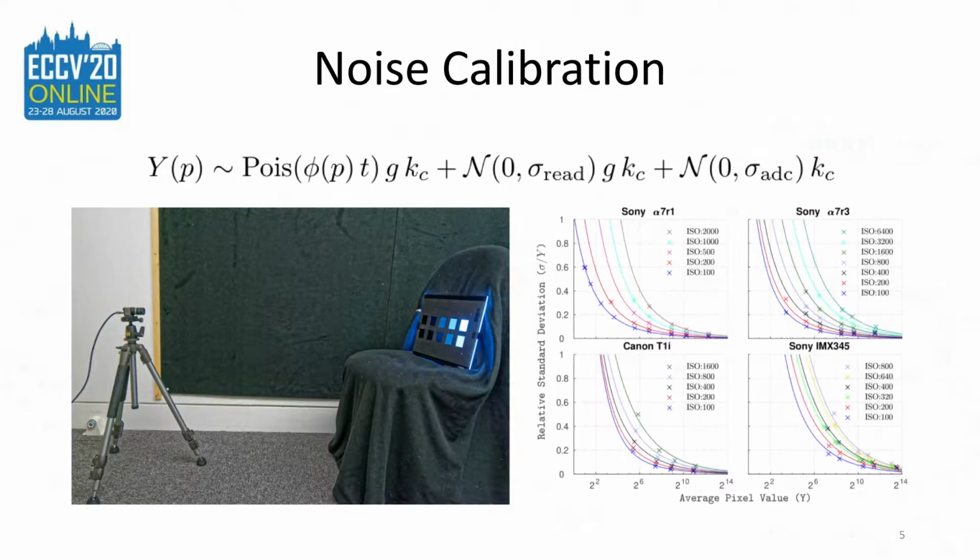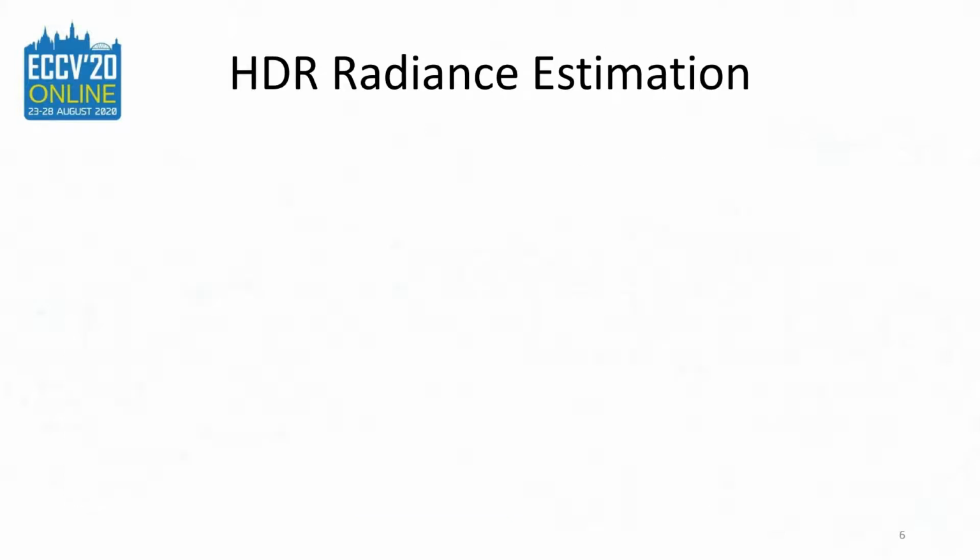Here, we show the measured data points as crosses and model predictions as lines for the green channel of our calibrated cameras using multiple ISO values. The statistical noise model explains the variance of pixels observed in real images of several different types of camera sensors, from a small smartphone sensor to a full frame mirrorless sensor.